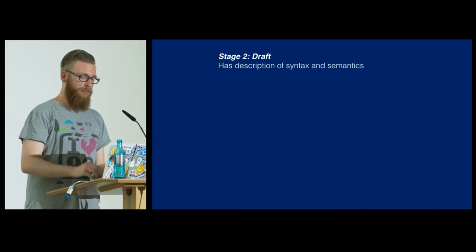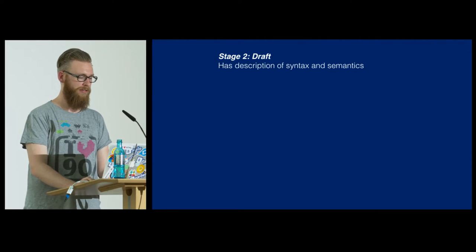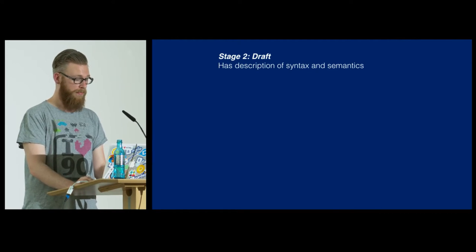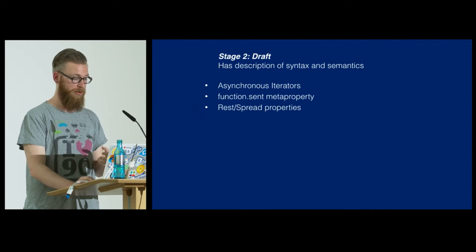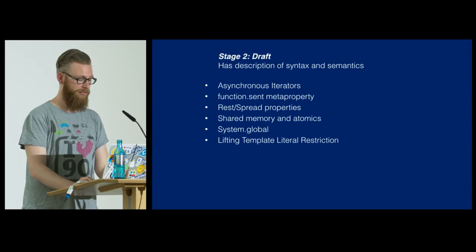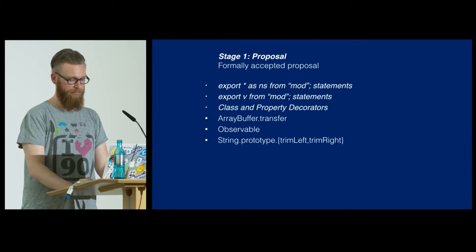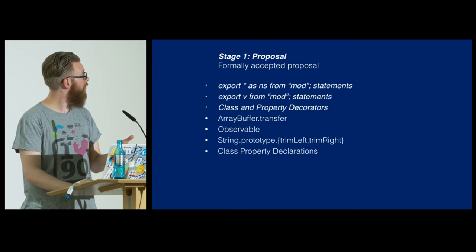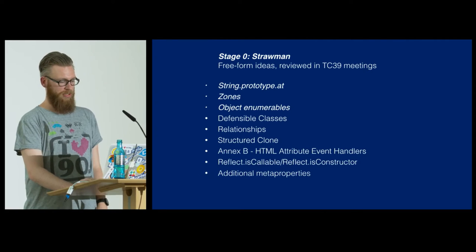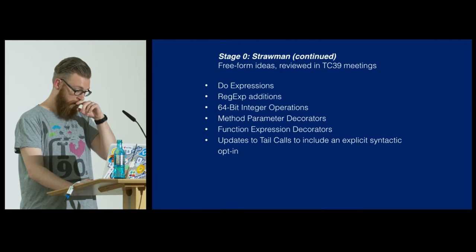So those were the things that are most likely coming next year. Not all of the things in stage 3, but the things in stage 4, I'm pretty certain that's going to happen. There are still a lot of things, and I will not go through all of them because it actually has a lot of things. These are just in the draft, and then there is also a whole lot of things in the proposals. This is one part, and then there's a whole lot of other things. You can just look them up on my slides later.